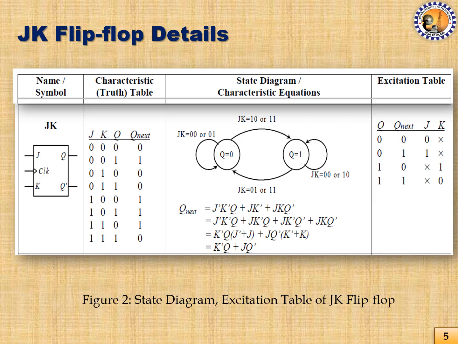Similarly for the 1 0 condition, that means from 1 to 0 we are making a transition. During that time, the J value will be don't care and the K value will be 1. And when it is 1 1, that means it is remaining at 1 from its present state. In that case, as you can see, it is don't care, 0. So this is how the excitation table for the JK flip-flop is described.